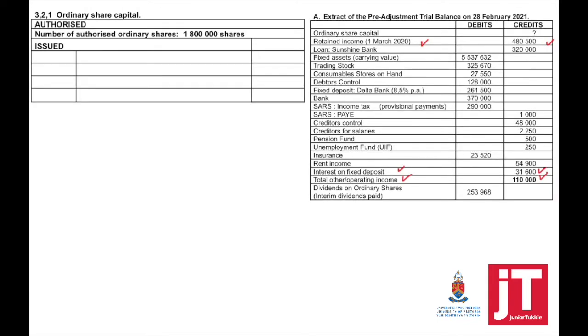Be careful with ordinary share capital because you always need to look at the movement. Did we repurchase any shares? Was any additional shares issued? And then very importantly, was it recorded or not? Because that will have an impact on where we take the balance from the pre-adjustment trial balance.